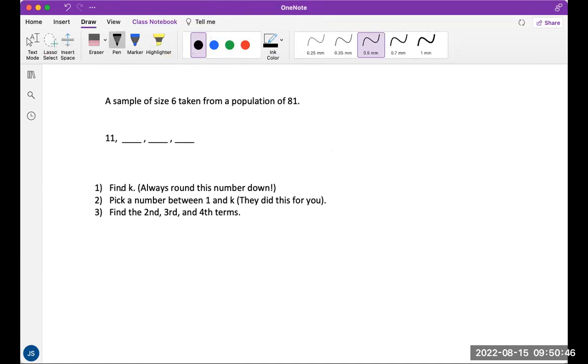First, you need to find K. And you find K by taking the population, the total number of people in your population, 81 in this case, and dividing by your sample size, n.